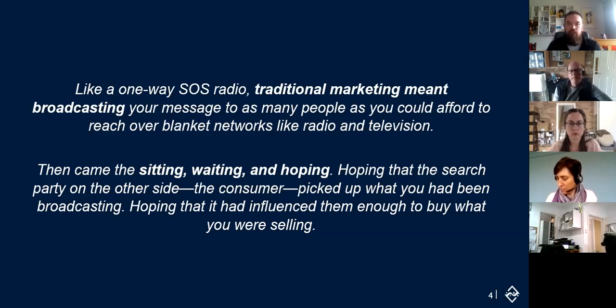And right down at the end there, hoping that it influenced them enough to buy what you were selling. I suppose one of the benefits of social media is that you can see straight away if it's having an impact, through engagements, through likes, through comments, and you can see what's not working as well. And then you can even go as far as installing things like Facebook pixels to track people from Facebook to your website, all the way through to purchasing. So you have that full customer journey there.